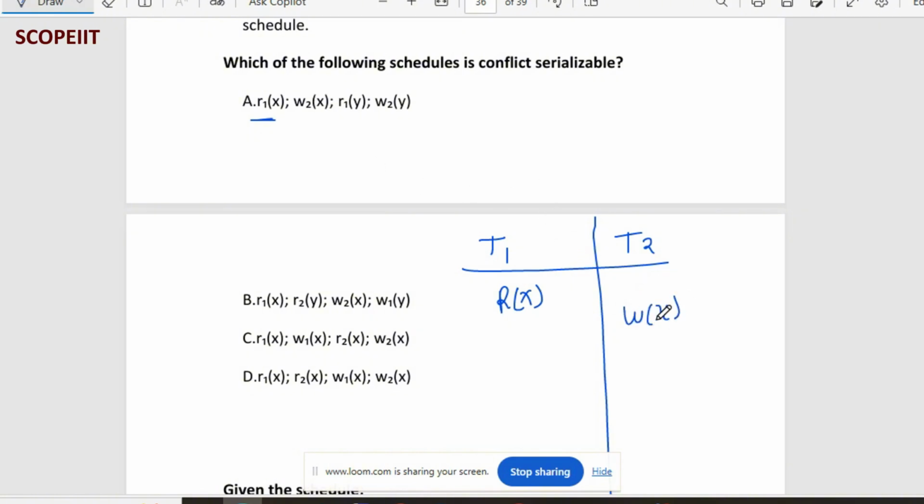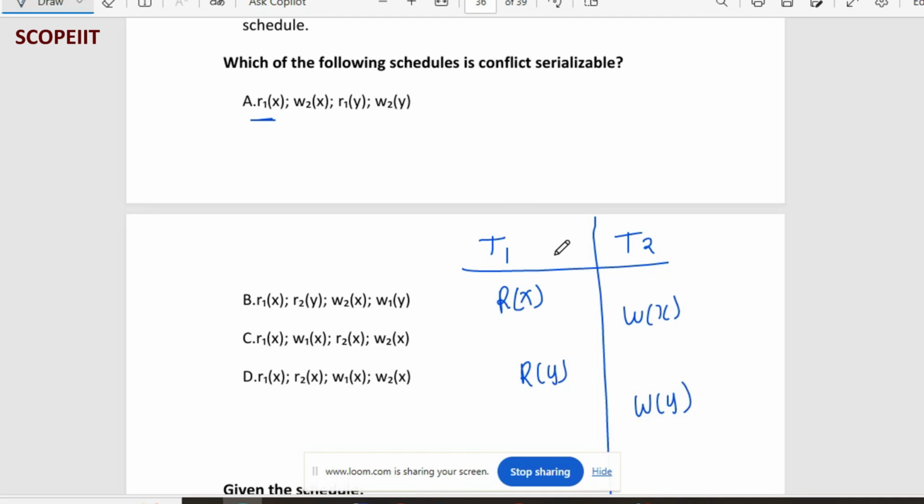And one more thing, when we are writing it, don't write this W of X here. It should be written a little bit below. The next is R1 of Y. So R1 means it will go to transaction T1, so R of Y. Next is W2 of Y. That means in transaction T2, W of Y. Okay, so this is all.